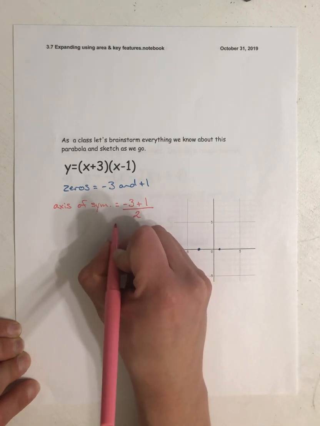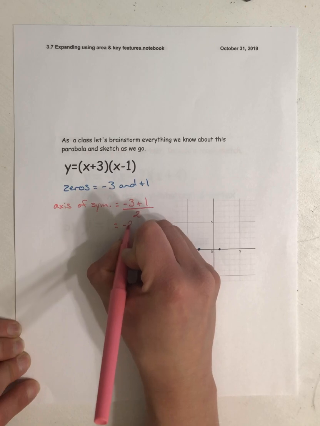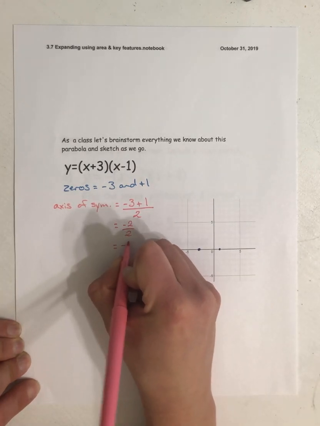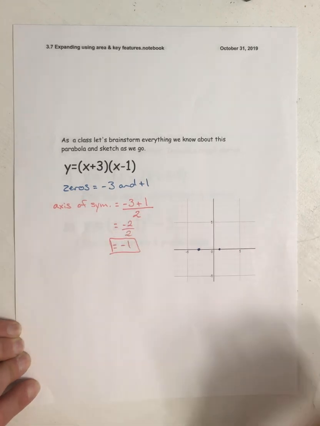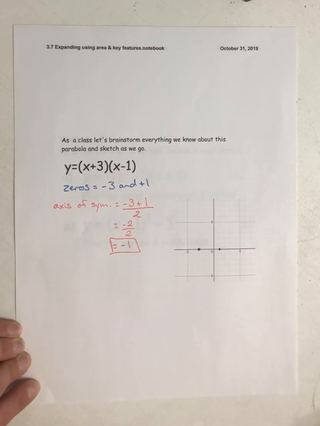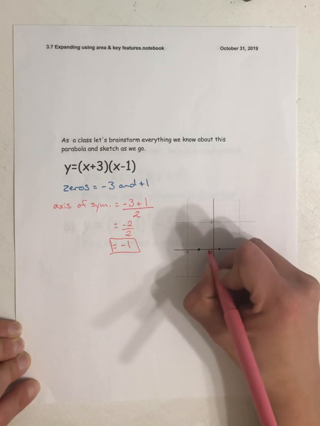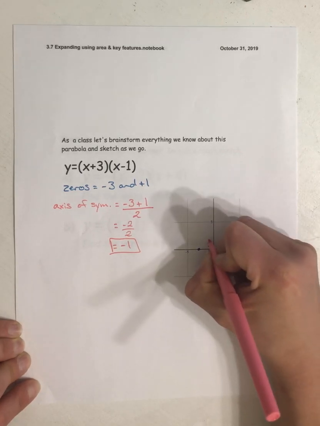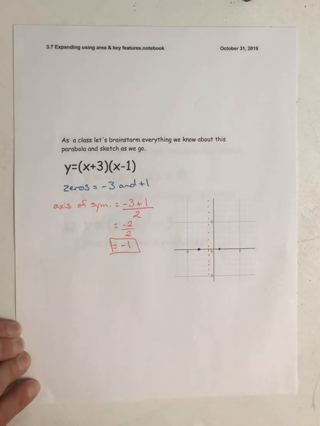So that's going to give us -3 plus 1 is -2 over 2, which gives us -1. So we now have our axis of symmetry. So that means that that is our dotted line. So we're going to go to -1, and we're going to put our dotted line here. And what our dotted line means is that it is directly half of our parabola.